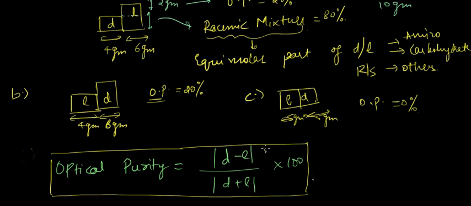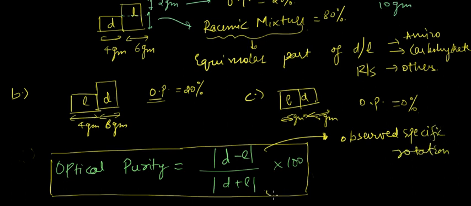So it can also be termed as observed specific rotation divided by specific rotation of enantiomer or pair of enantiomers, times 100.